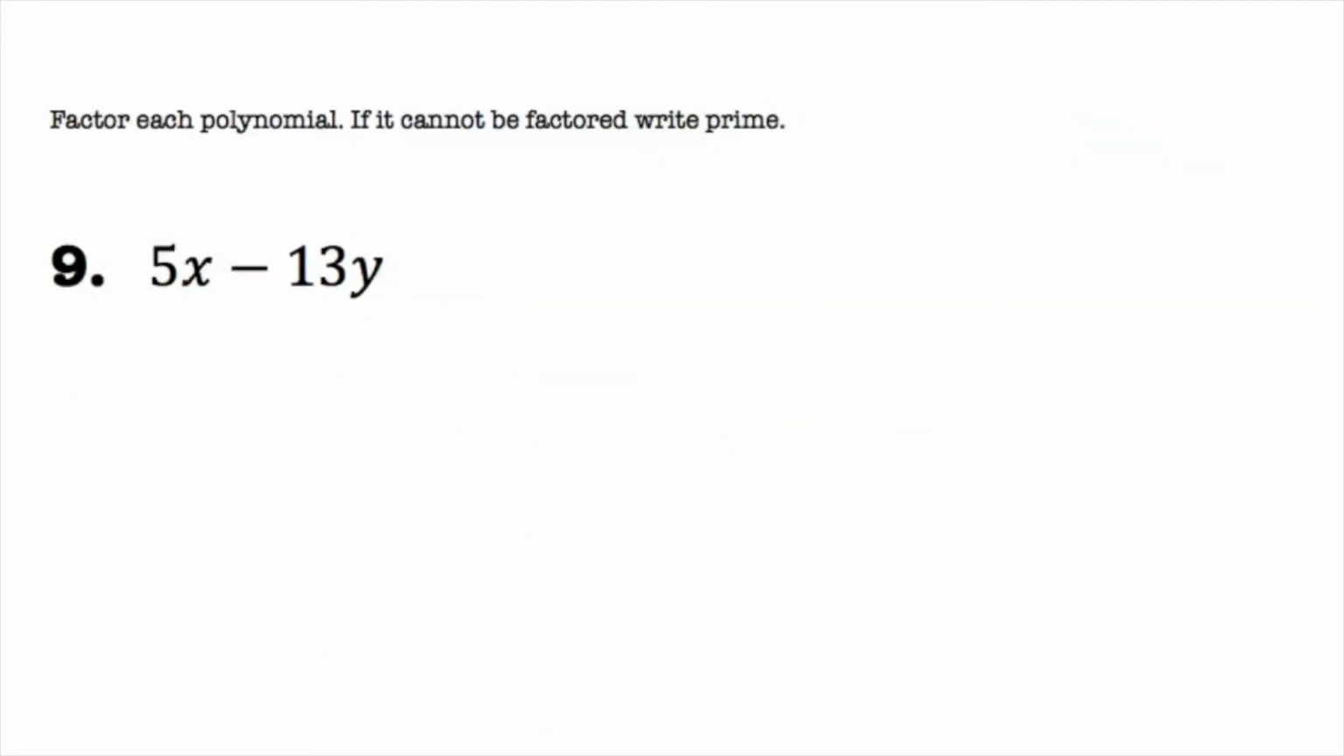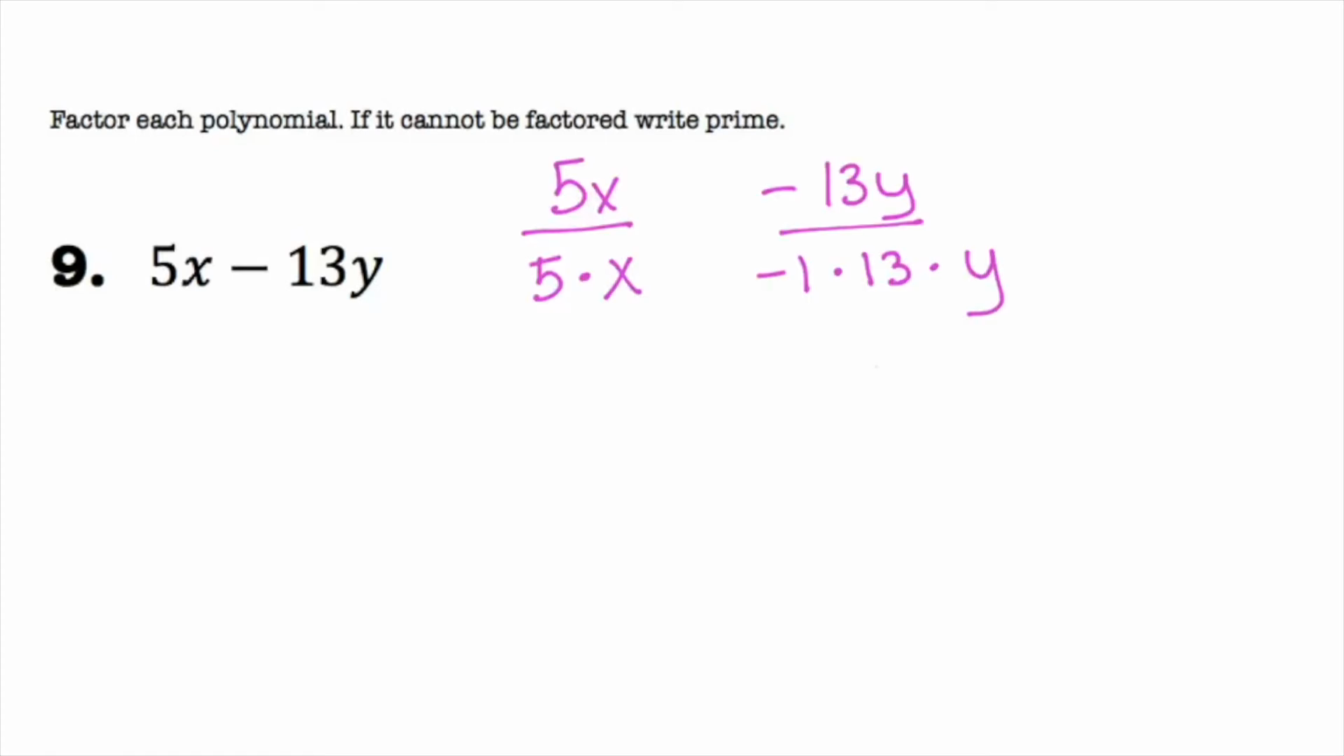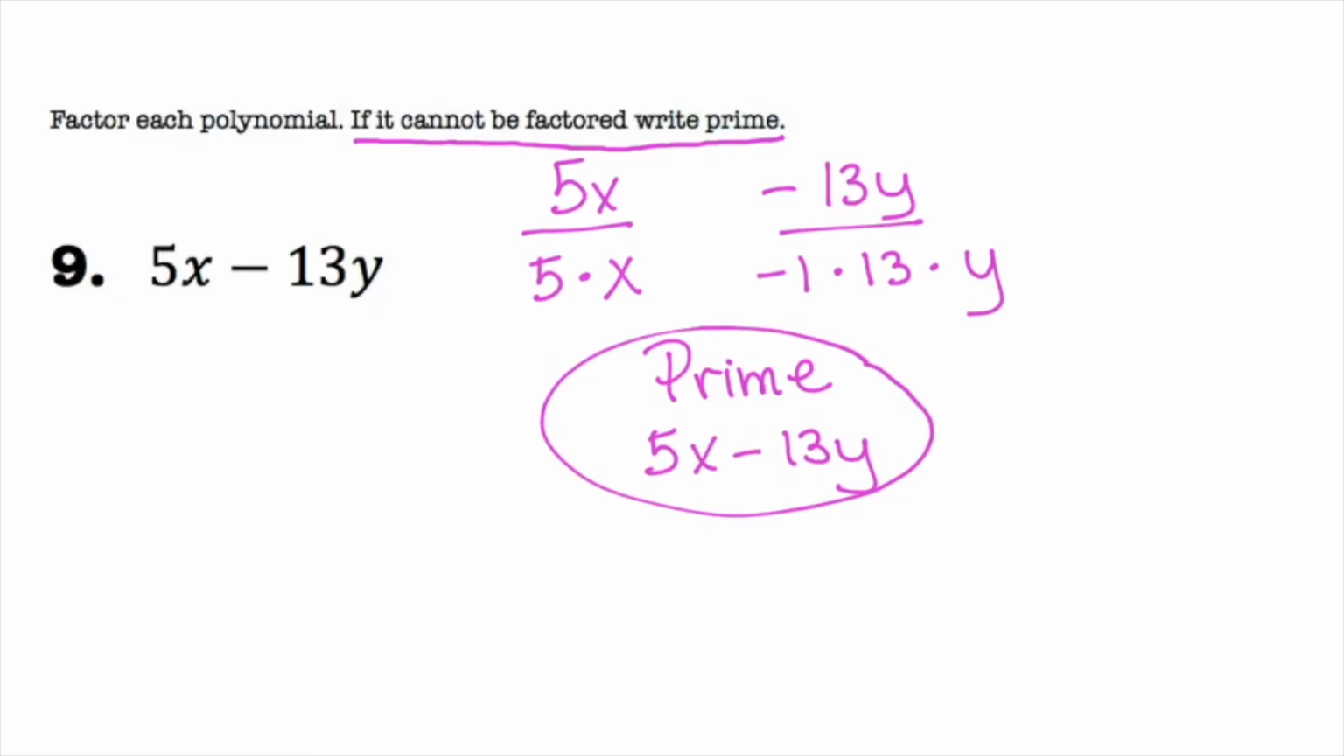All right, so for number 9, again, same thing. We're going to multiply or write out everything that multiplies to equal each term. So we have 5x and then negative 13y. And so that would be 5 times x. And then on the right-hand side, that would be negative 1 times 13 times y. And you'll notice that nothing is in common. So like it says up here, if it cannot be factored, which means you cannot find a GCF, then you just write prime, and your question is your answer. So 5x minus 13y, because there is no GCF.